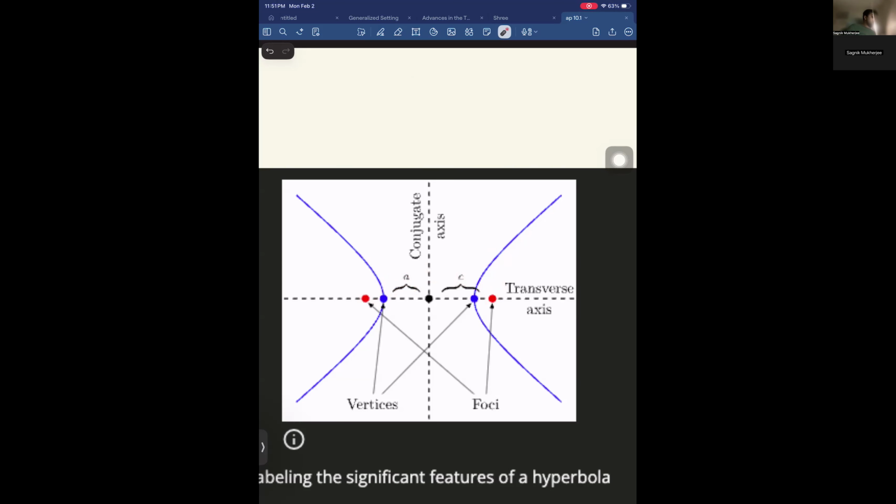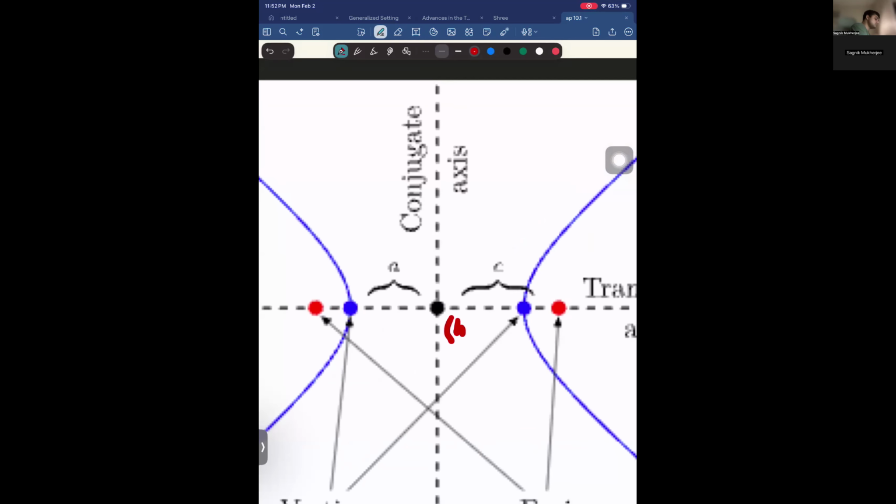Okay. You also have something like major axis and minor axis. Actually, we call it the transverse axis and the conjugate axis. So this is the transverse axis, and this is the conjugate axis, and this is called the center, whose coordinate would be h comma k. So let me just write it down. And we also have vertices. Vertices are those points where the major axis or the transverse axis cuts the hyperbola. So this one and this one.